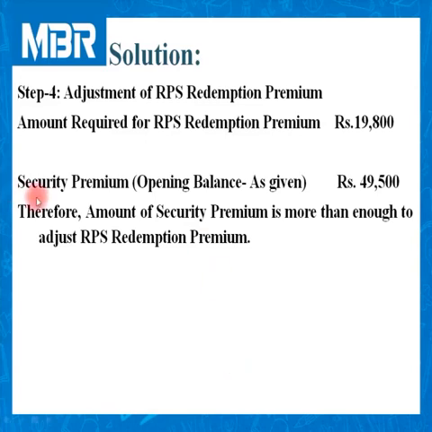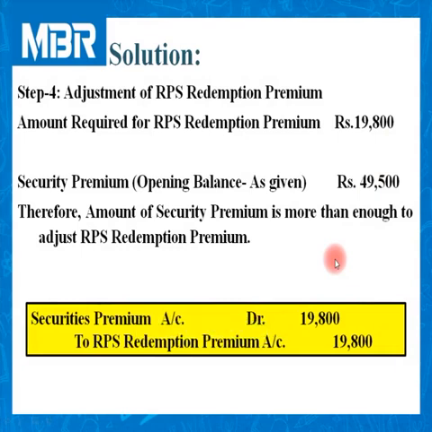Even we cannot utilize amount of security premium in full, because out of these 49,500 we are in need of only 19,800. So journal entry for this transaction: securities premium account debited 19,800 to RPS redemption premium account 19,800. In this way, we have adjusted RPS redemption premium of rupees 19,800.